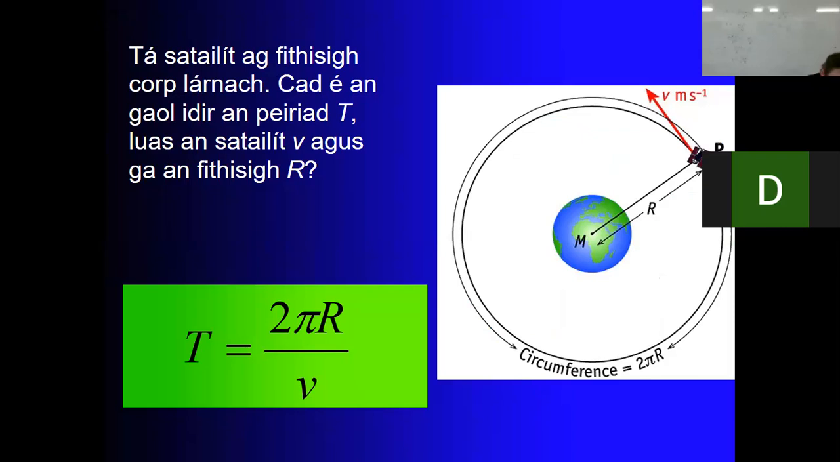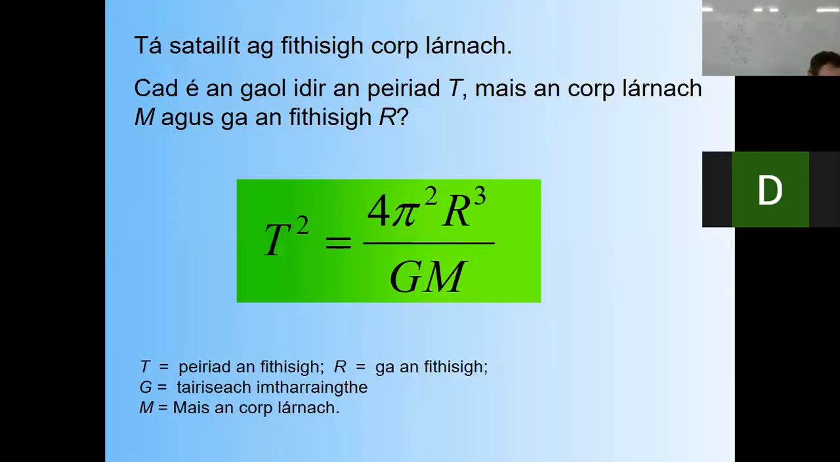Now, what we need is the relationship between the period of an orbit and its radius. For that we will show that T squared equals 4 pi squared r cubed over G M.